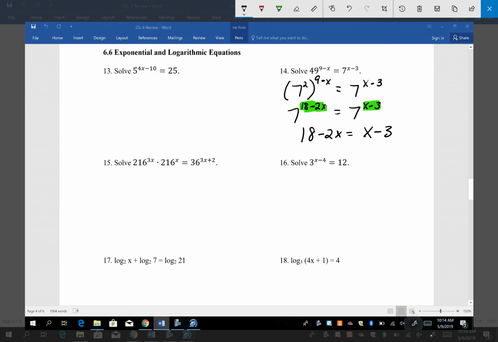And now it becomes an 8th, 9th, 10th grade problem. I just want to make sure that everyone knows I'm not finished. They don't cancel out. What we're saying is for this to be true, these exponents must be the same. So I don't care about the sevens anymore.